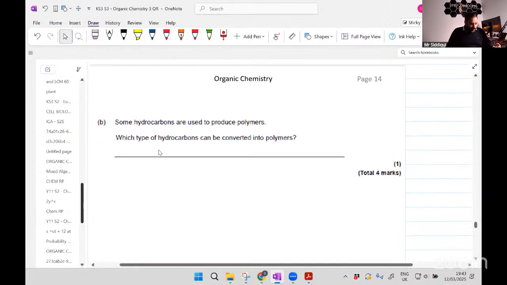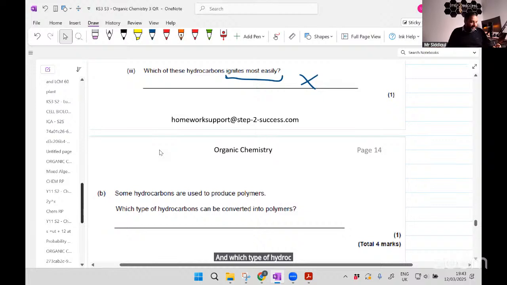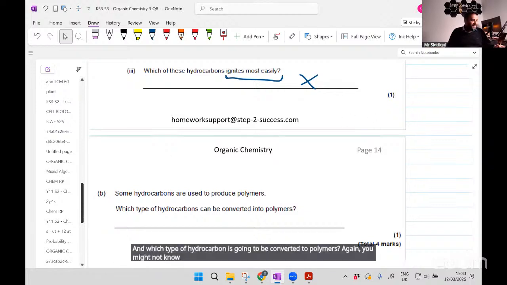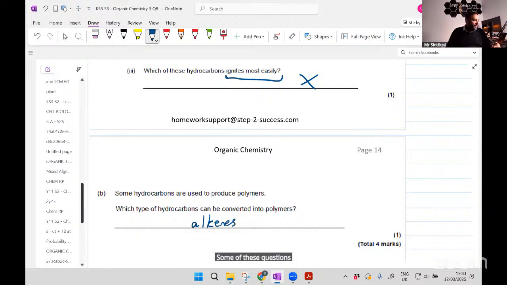And which type of hydrocarbons can be converted into polymers? Again, you might not know the answer to this, but it is alkenes. Some of these questions just go a little bit too far.